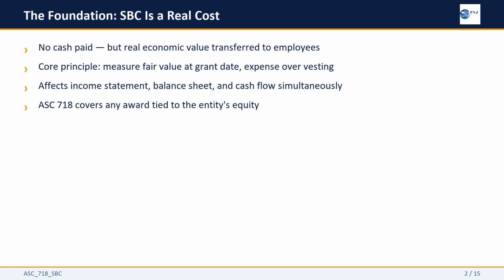SBC touches all 3 financial statements simultaneously. It reduces operating income on the income statement, it builds up APIC on the balance sheet, and it appears as a non-cash add-back in operating activities on the cash flow statement. ASC 718 is deliberately broad. If an award is tied to the entity's equity in any way, it almost certainly falls within scope.